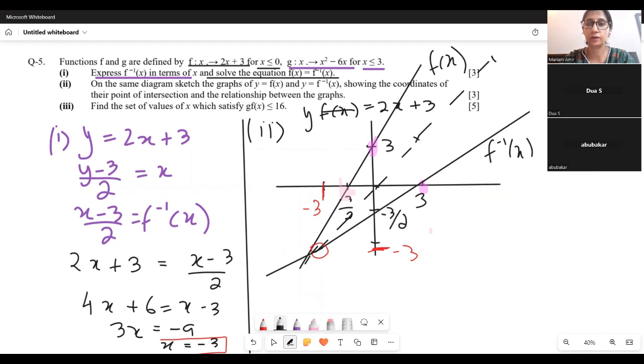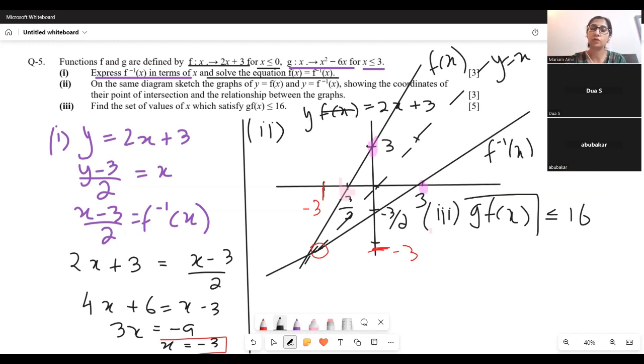Part 3, write y equals x with this line as well. Okay. Find the set of values of x that satisfy g f x is less than or equal to 16. Okay. So part 3, g f x is less than or equal to 16. Do you remember, this is a composite function, g f x की domain किसके equal हो? We did that yesterday. Domain of g f x is equal to domain of what? fx. fx, the inner function, exactly.